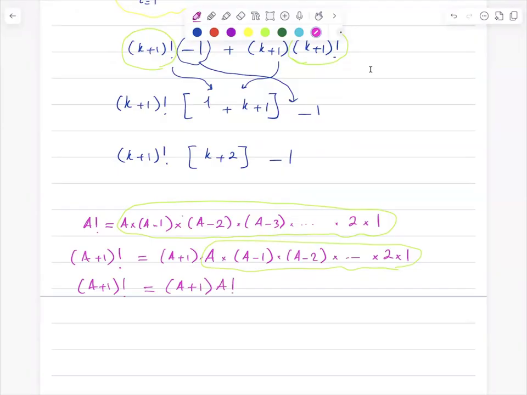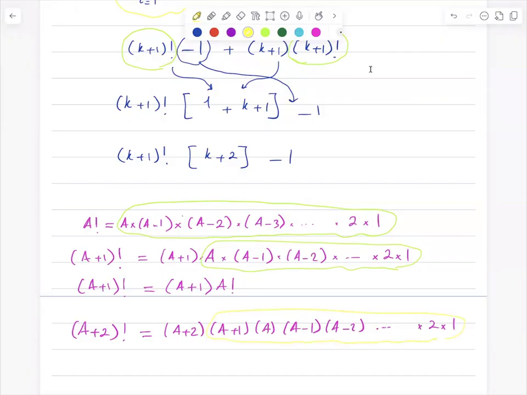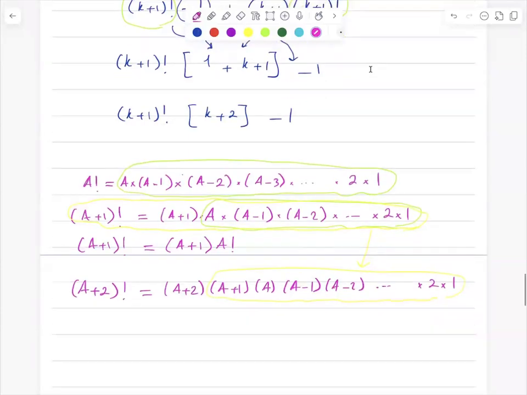Take a look. If I write down a plus 2 factorial, this is a plus 2 times a plus 1 times a times a minus 1 times a minus 2 times a minus 3 times 2 times 1. Again, you see the same repetition here. This is a plus 1 factorial. A plus 1 factorial is a plus 1 times a times a minus 1 and so on. So you can easily do the substitution here and write down a plus 2 factorial as a plus 2 times a plus 1 factorial. This is exactly the thing that is happening here.